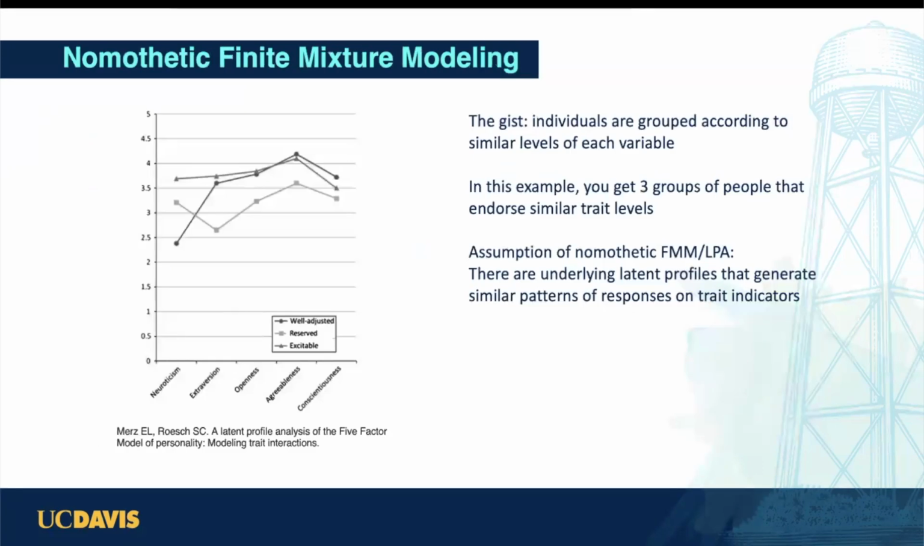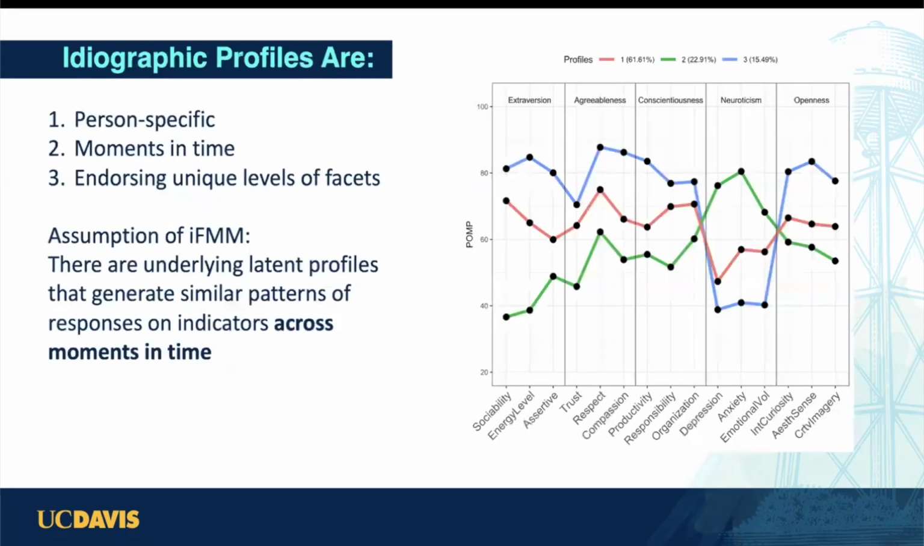So first, let's talk about nomothetic finite mixture modeling. And so this technique has been used, like the name says, nomothetically, where, for example, Merz and Roesch gathered a sample, gave them the Big Five, and then classed or grouped people together according to their responses. And that resulted in three groups of people who endorsed similar trait levels. And so the underlying assumption of this is that there are latent profiles or personality profiles that generate similar patterns of responses on trait indicators, and these people can be grouped together.